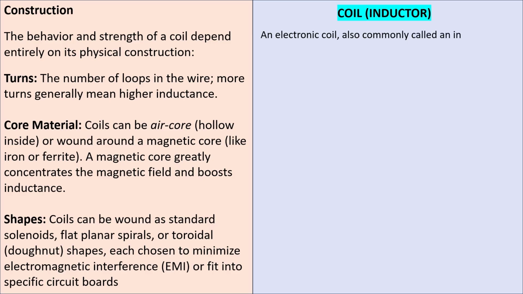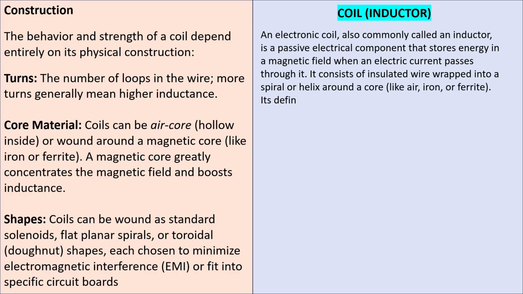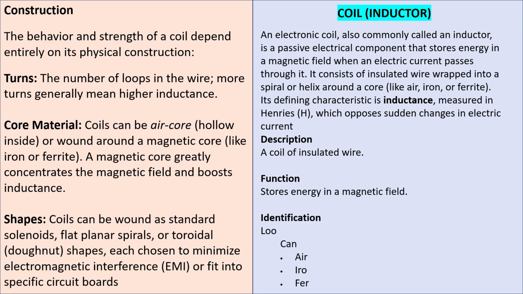Coil inductor. An electronic coil is also commonly called an inductor. It is a passive electrical component that stores energy in a magnetic field when an electric current passes through it. It consists of insulated wire wrapped into a spiral or helix around a core, like iron or ferrite. Its defining characteristic is inductance, measured in henries, H, which opposes sudden changes in electric current. Description: a coil of insulated wire. Function: stores energy in a magnetic field. Identification: looks like copper wire wound into loops. Can have an air core, an iron core, or a ferrite core.